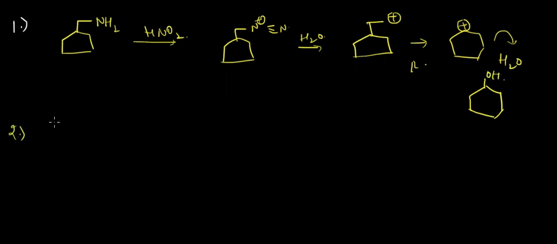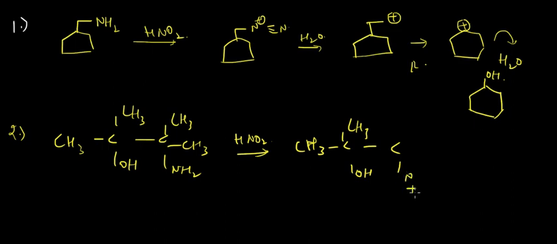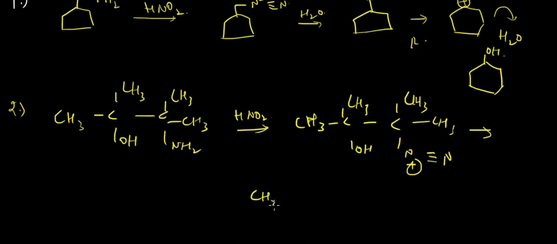Okay, second example: obviously we are having CH3 and OH here, and CH3 and CH3 here, and NH2 here. Again, in the presence of HNO2, we'll get the diazotized group here. And then we'll get a positive charge at this carbon atom, and we'll get something like OH here and C+ here and 2 CH3 here.